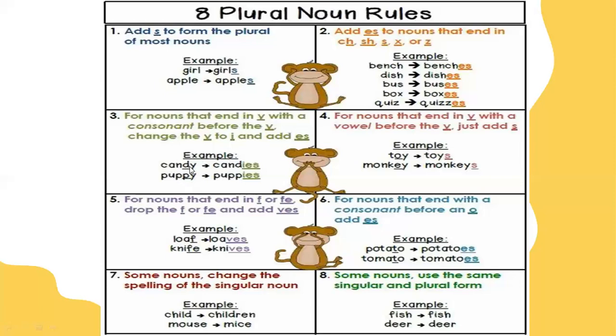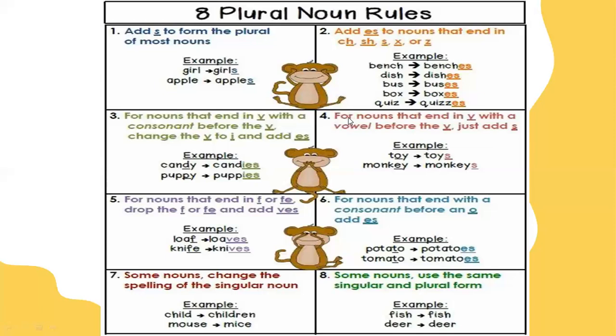So the word is ending with y, and in front of y there is a consonant letter, right? So here you have to write i, and you have to add es. Candies, puppies, right.